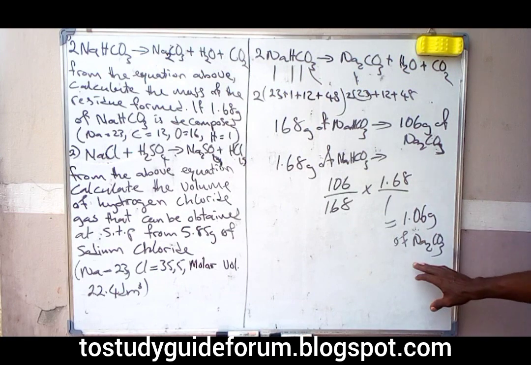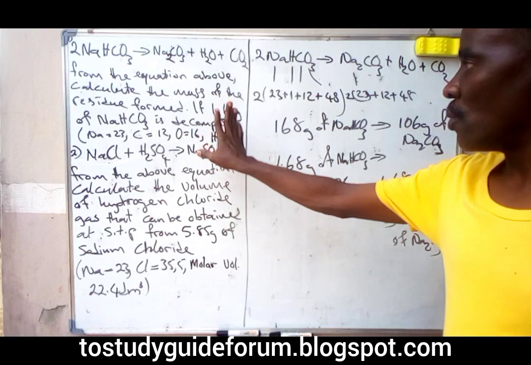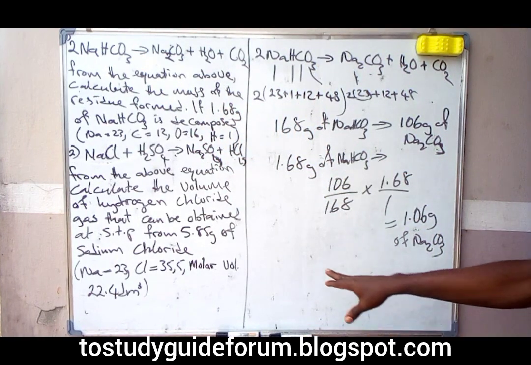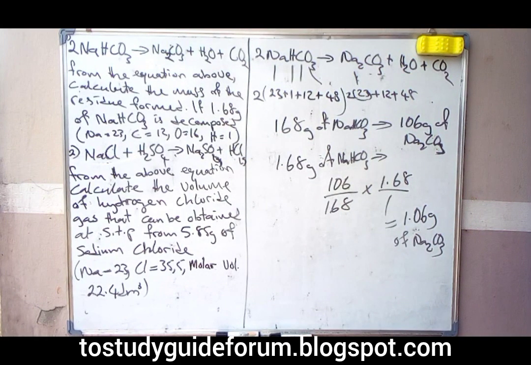That is the mass of sodium carbonate that will be the residue. That is, since we are looking for the residue that will form when 1.68 grams of sodium hydrogen carbonate reacts, it will be this 1.06. All right, let's go ahead and see what we are going to do here.